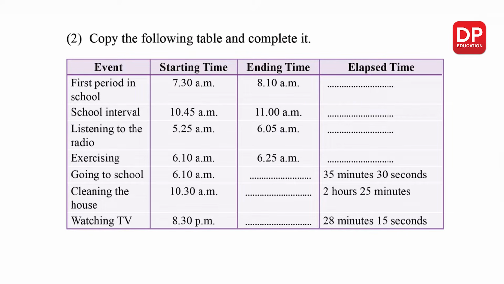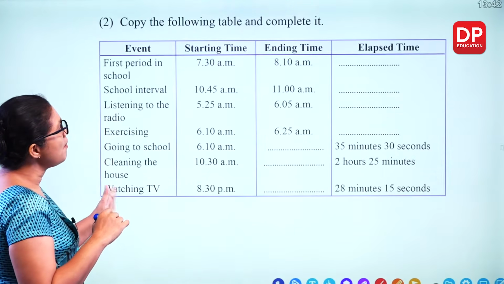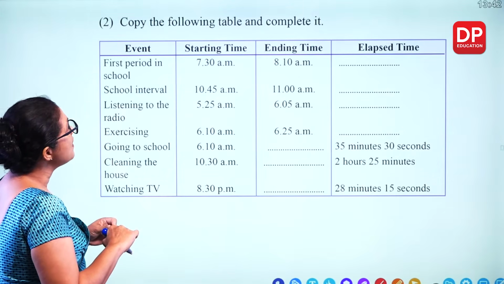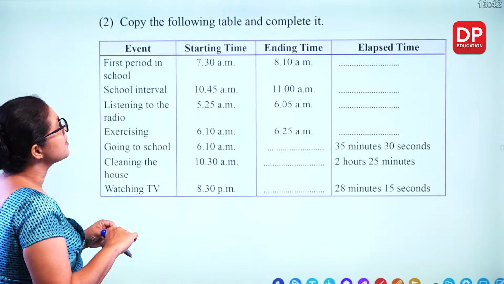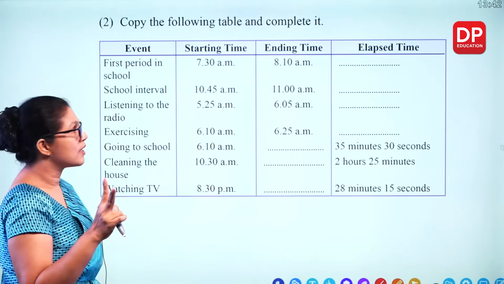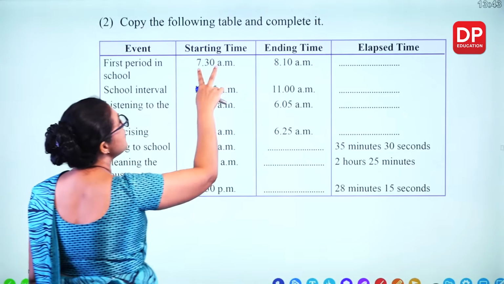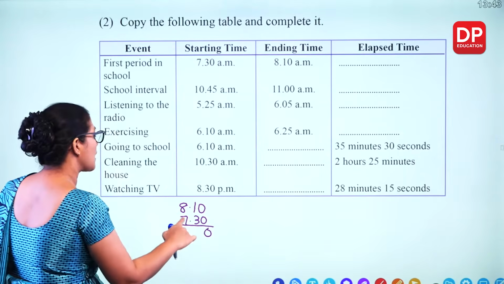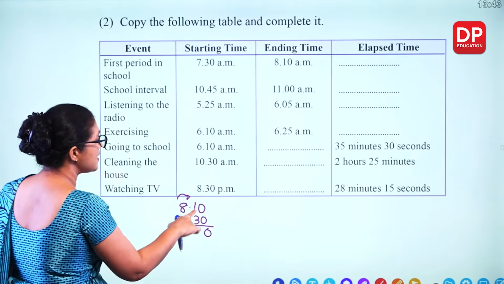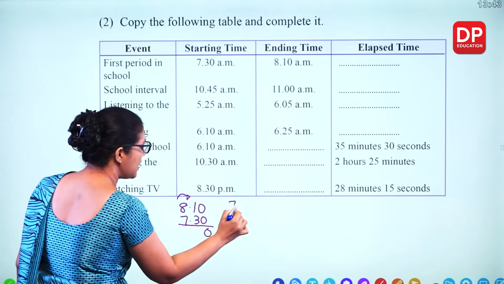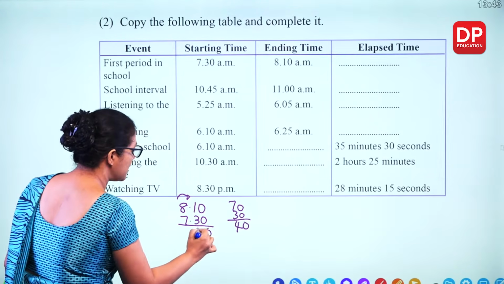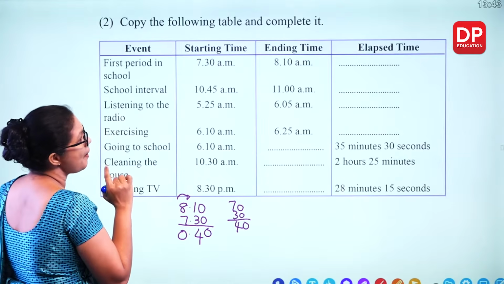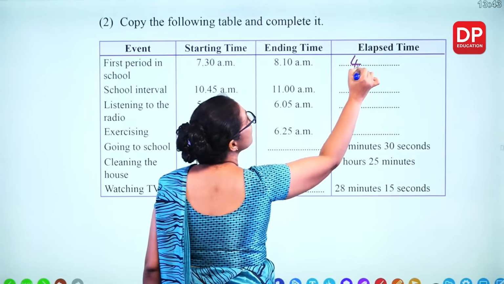Copy the following table and complete it. You have the events, starting time, ending time and elapsed time. So you have to subtract and get the difference. It's easy to subtract with the 24-hour clock. Here this is okay. This is bigger than this, so you can straight away subtract. 8:10 and 7:30. You need to take 1. 1 means 60. 60 plus 10, 70. 70 minus 30, you get 40 minutes there. 7 minus 7 becomes 0. So 40 minutes.